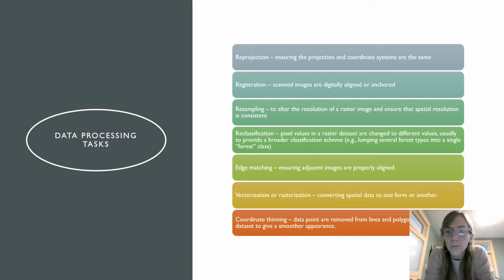The book goes through data processing tasks. I'm not going to read all these to you, but take some time to read through if GIS is not already part of your day-to-day. Read through the processes here of reprojection, registration, resampling, reclassification, edge matching, vectorization, or rasterization, and coordinate thinning.